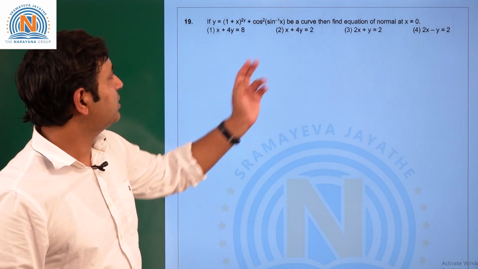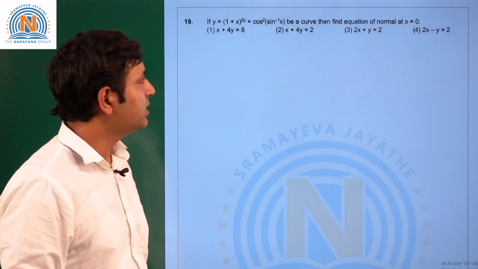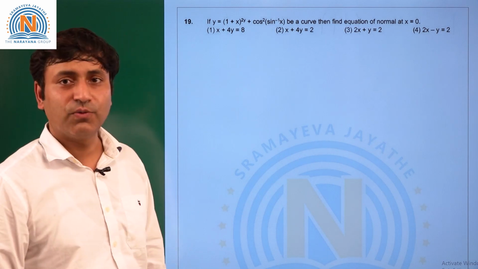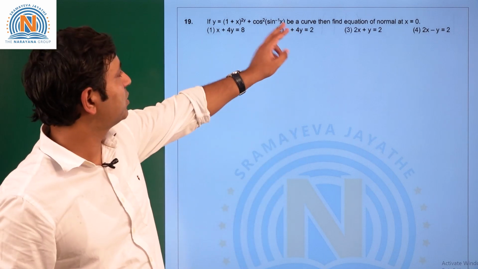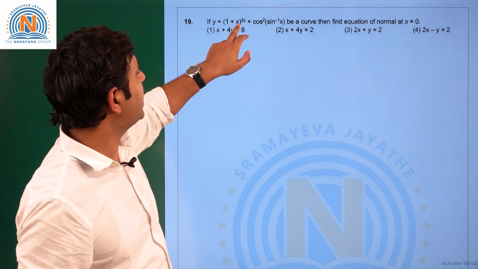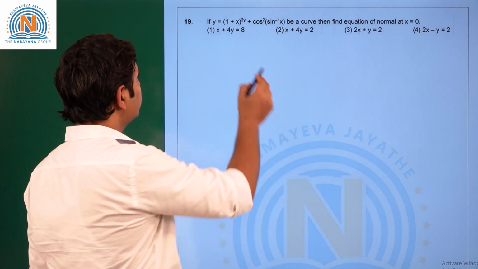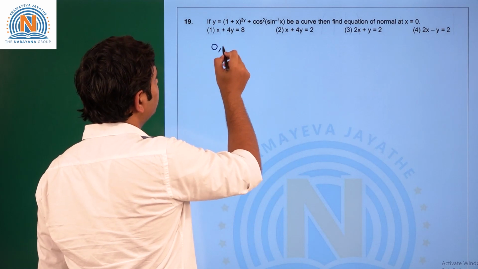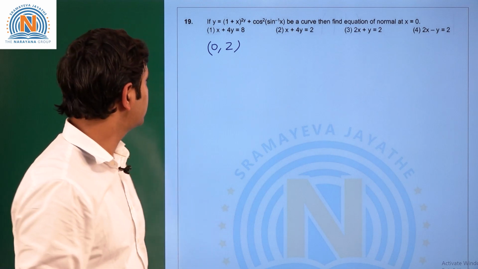Again, we have an expression. It's a curve, and we have to find the equation of the normal at 0. First, let us find the value of y at 0. We'll put x equal to 0 here. This will be sine inverse 0, which is 0, cos square 0, which is 1. 1 plus 0 is 1, and 1 to the power 2y, any power, will be 1. So for x equal to 0, y is 2. So the point at which we need to find the normal is (0, 2).